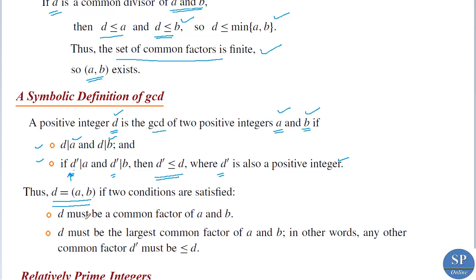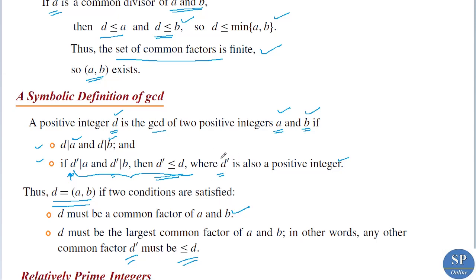First, d must be a common factor of a and b, and d must be the largest common factor of a and b. This means that d must be the largest common factor of a and b. In other words, any other common factor d' should be less than or equal to d. That is the symbolic definition of the greatest common divisor, or GCD.